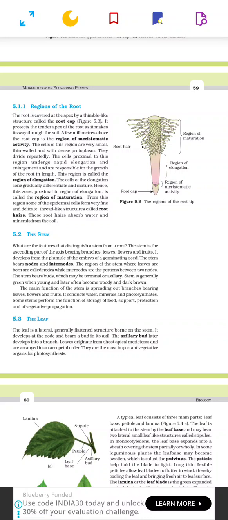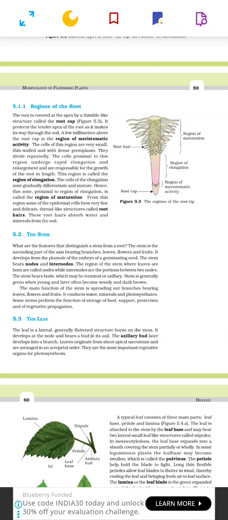The region of the stem where leaves are borne is called the node, while internodes are the portion between the two nodes. The stem bears buds, which may be terminal or axillary. Stem is generally green when young and later often becomes woody and dark brown.